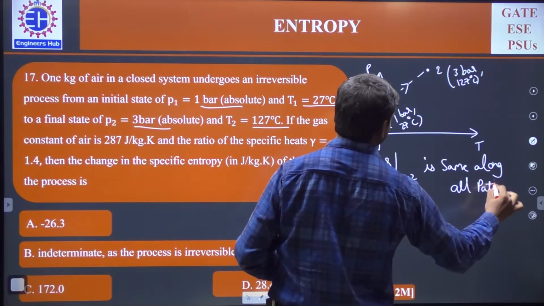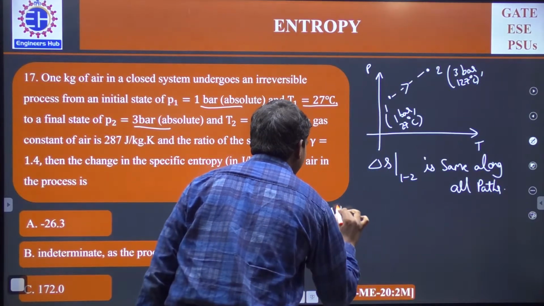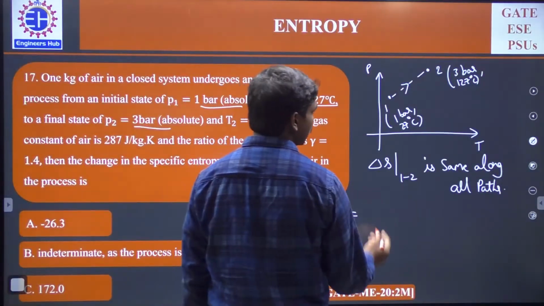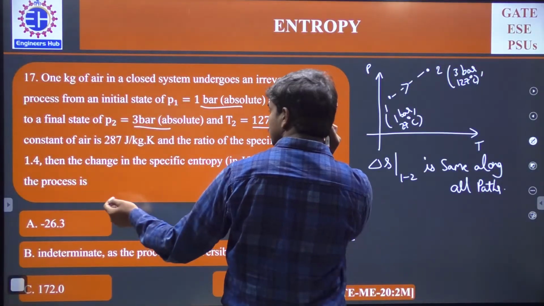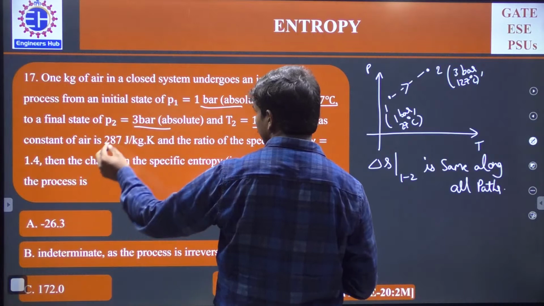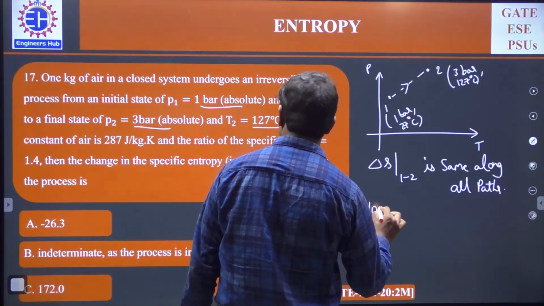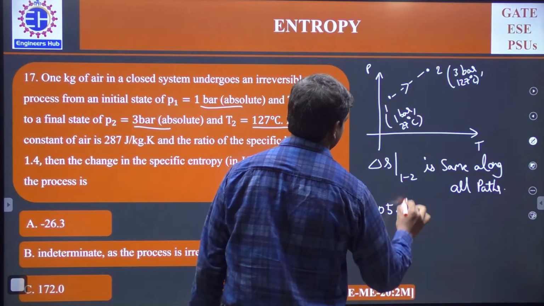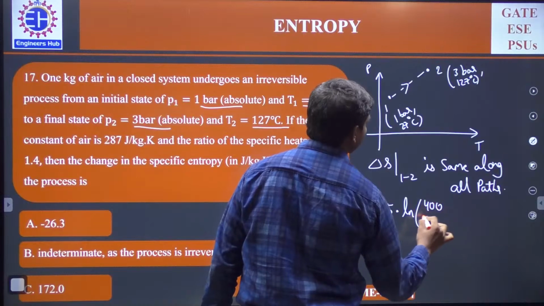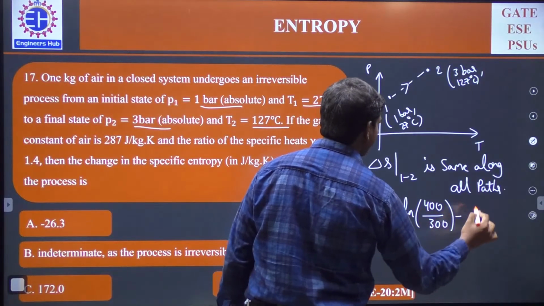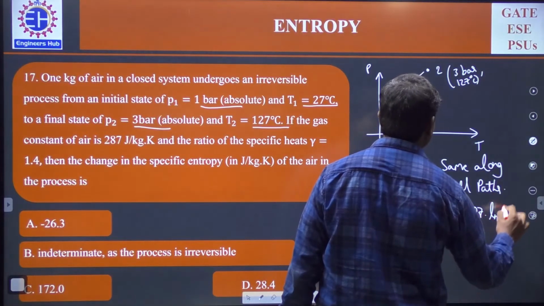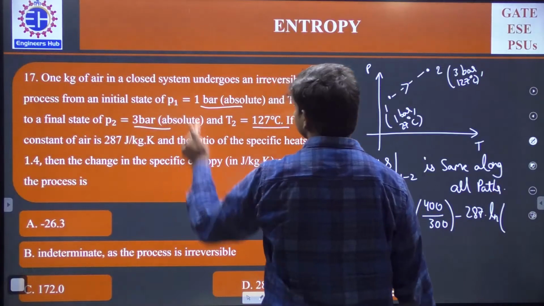So again, pressure and temperatures are given. So we can calculate delta S. Delta S for the process 1 to 2 is equal to Cp ln T2 by T1 minus R ln P2 by P1. So the Cp value can be calculated, since the ratio is given and R is given. If you calculate, you'll be getting 1005 approximately. So 1005 into ln T2 by T1. T2 is 127 degrees centigrade, so this is 400 Kelvin divided by 300 Kelvin, minus the R value 287 into ln P2 by P1. So P2 is 3 bar and P1 is 1 bar.